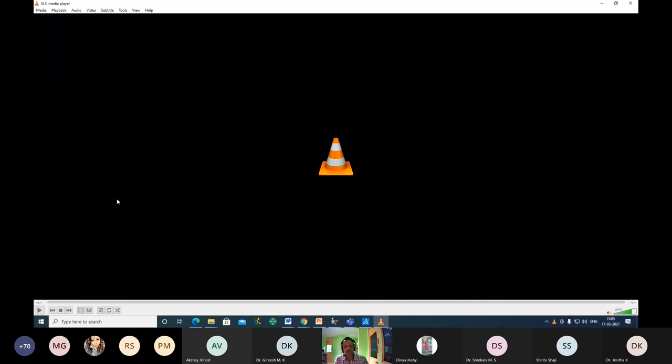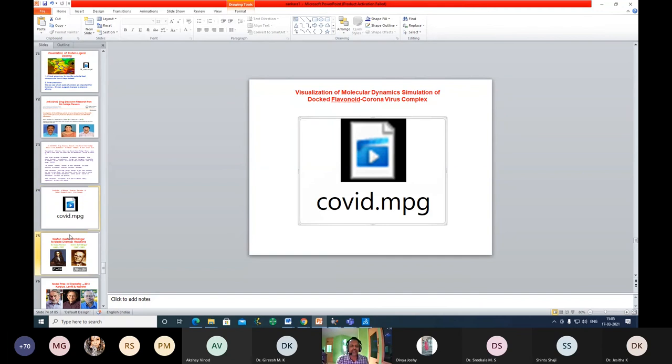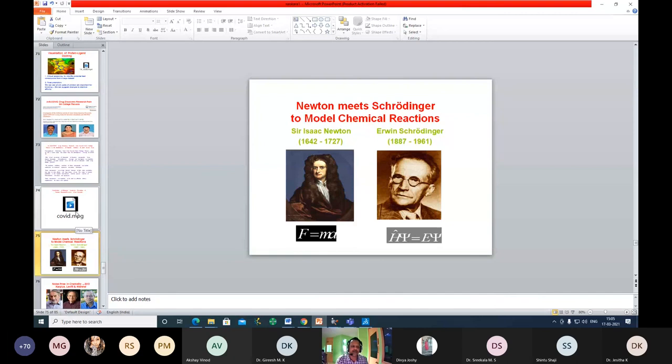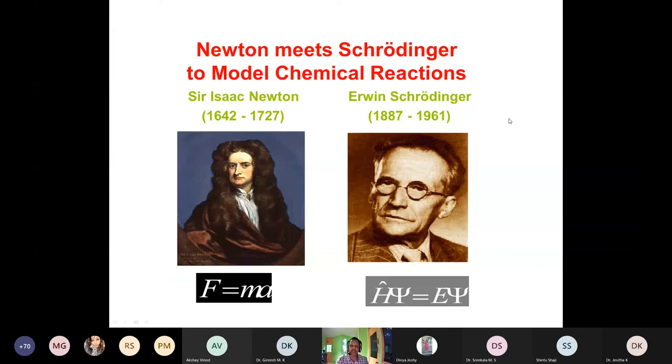Okay. So again, this is the scope of computational chemistry. We have some other major areas; a lot of areas are remaining. Anyway, I should say a statement: Newton meets Schrodinger to model chemical reactions. Sir Isaac Newton's method is the computational molecular mechanics method or MM method. The Schrodinger equation is the QM method.